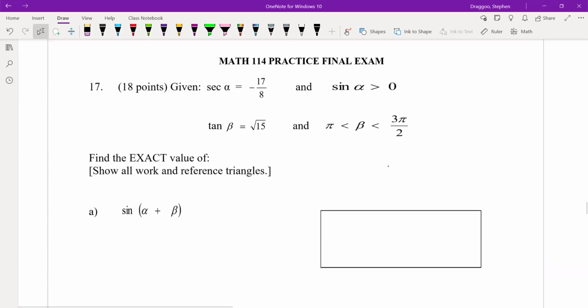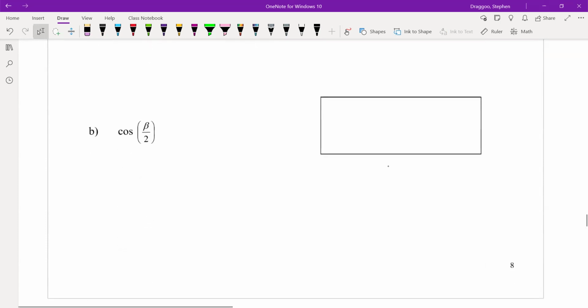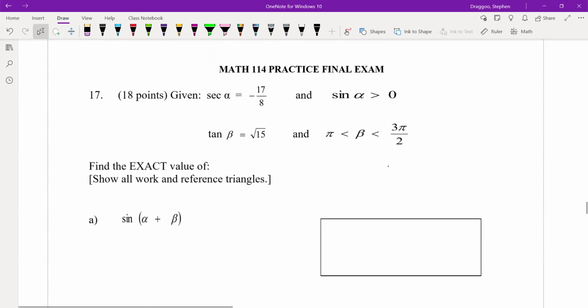And looking at 17, now we're moving into some of the exam 4 material. So we're going to be given information about a couple of angles, an alpha and a beta, and we're going to use that information to first find sine of alpha plus beta, and second to find the cosine of beta over 2. So we'll be using a sum formula for sine and then a half angle formula for cosine. So we'll just try to put that all together here in a moment.